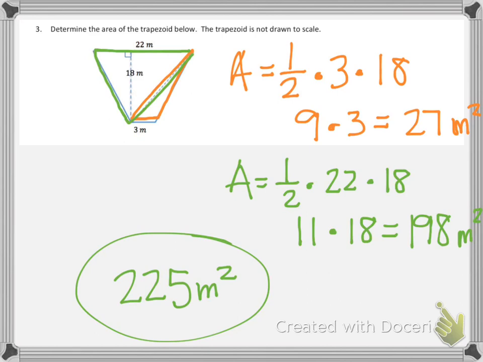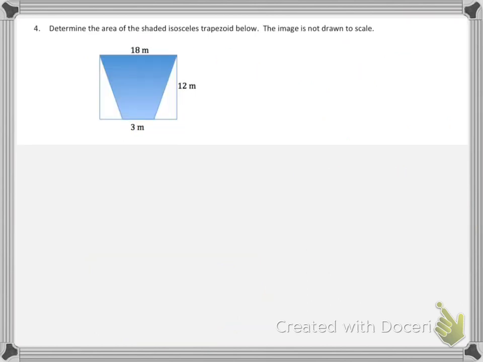Okay, that's number 3. Number 4, determine the area of the shaded isosceles trapezoid below. So what we have here is this shaded part is what we're trying to get, the blue part.